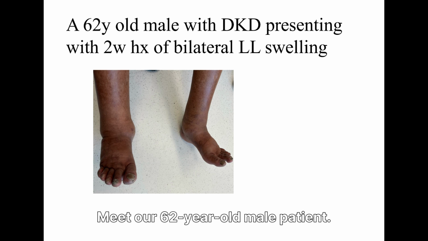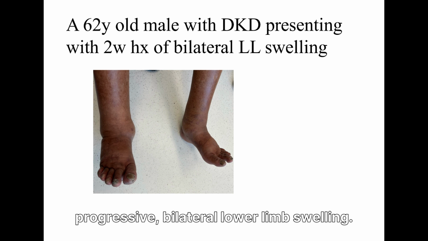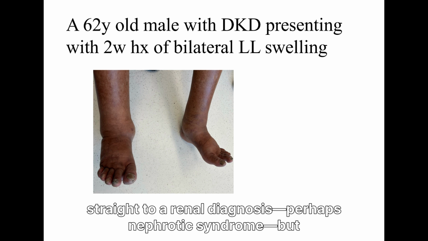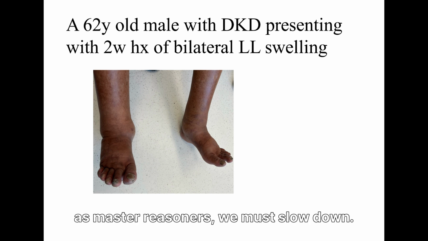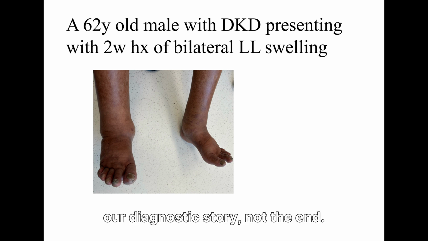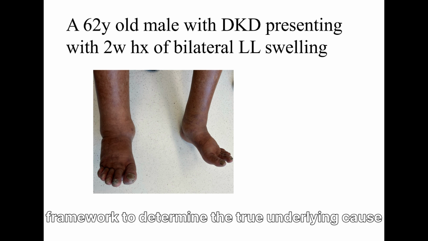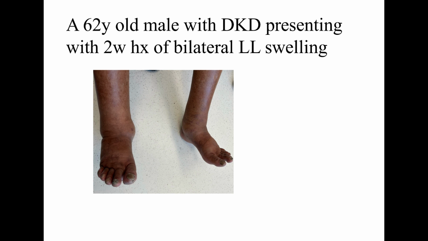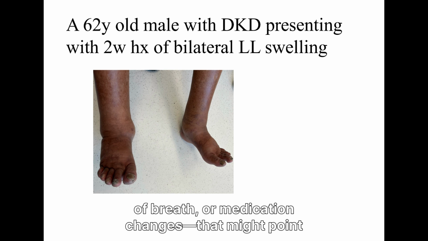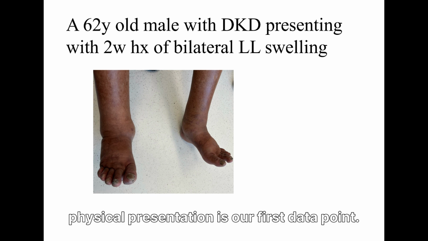Meet our 62-year-old male patient. He presents with a 2-week history of progressive bilateral lower limb swelling. Your immediate System 1 intuition might jump straight to a renal diagnosis, perhaps nephrotic syndrome, but as master reasoners, we must slow down. This physical sign is the beginning of our diagnostic story, not the end. We must now apply our structured logical framework to determine the true underlying cause of this edema. We must look for other clues, jaundice, shortness of breath, or medication changes that might point us toward a different organ system entirely. Physical presentation is our first data point.